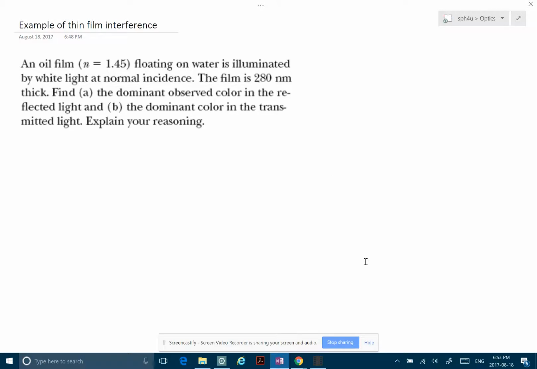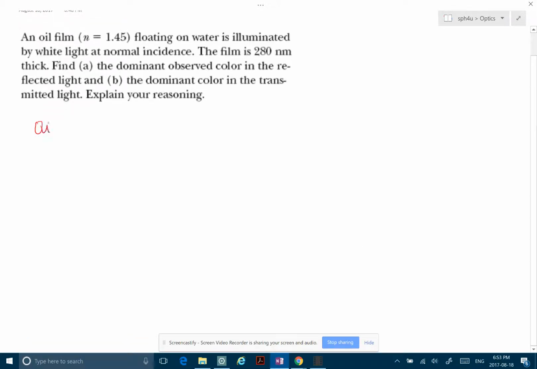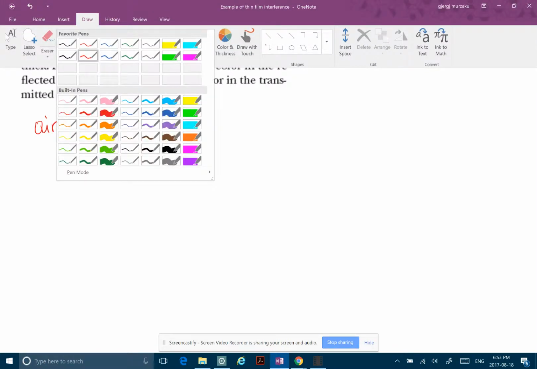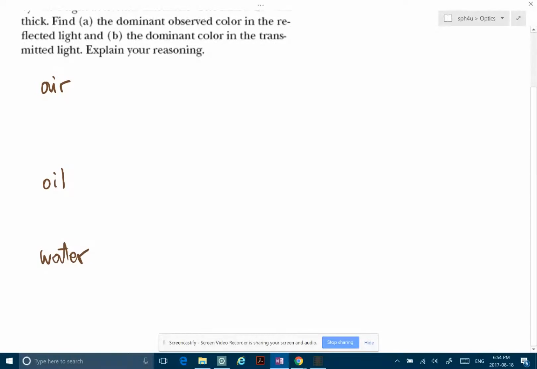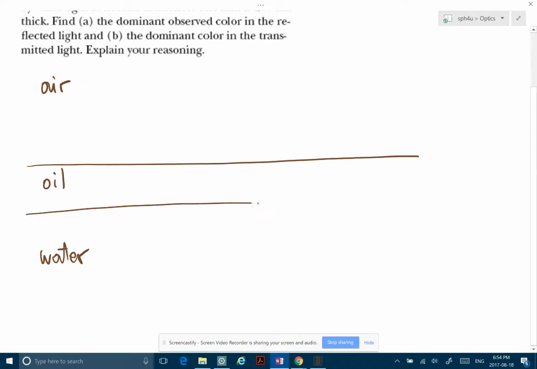All right, so what we have is some air. Let's change the pen to something more substantial. So again, we have air, oil, and water. Now, water has an index of refraction smaller than that of the oil. So let's put the surfaces here. Here we have air, which has an index of refraction of 1. This is oil, which has an index of refraction of 1.45. And this is water, which has an index of refraction of 1.3 or something like that.